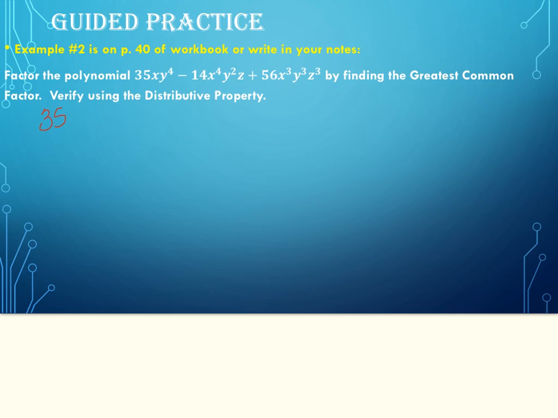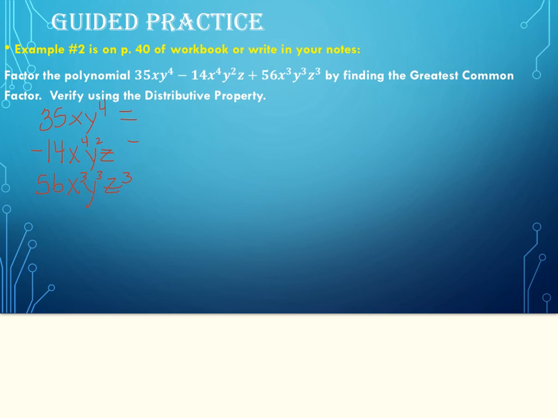Okay, so we have 35x y to the fourth. Now we have a negative 14 x to the fourth y squared z. I'm going to draw my z's with a line through because mine tend to look like 2's and then my students all have fits. X cubed, y cubed, z cubed.